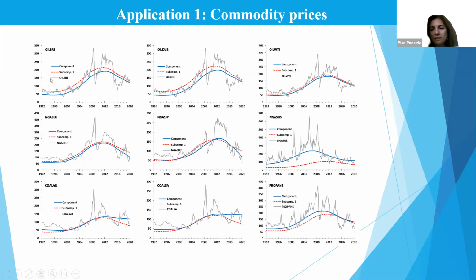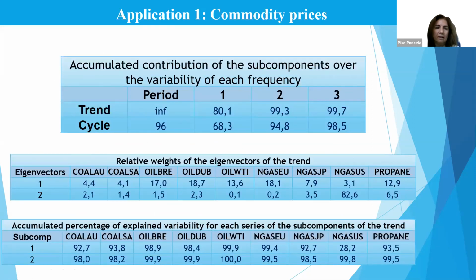So as you can see, for most of the series, this first subcomponent is very close to the blue line. The dotted red line and the blue line are very close. So this first subcomponent explains almost the trend on all series, but in US natural gas, you see the red and the blue line do not go together.